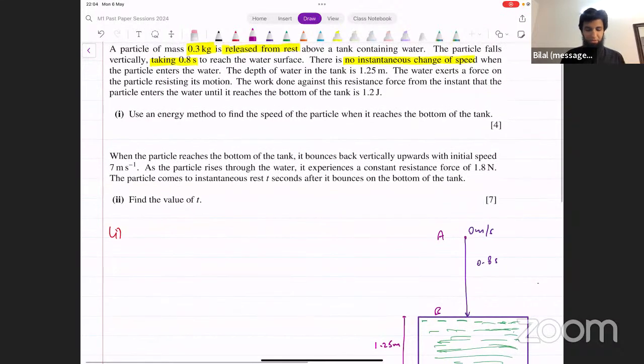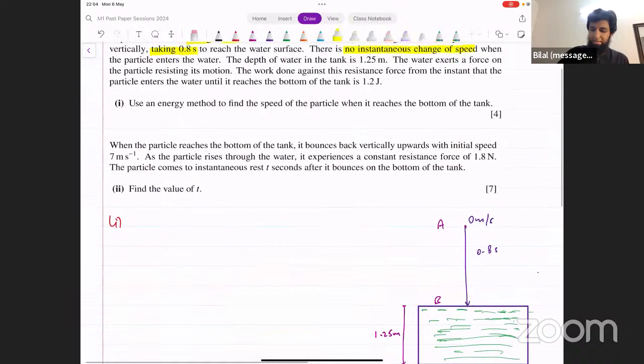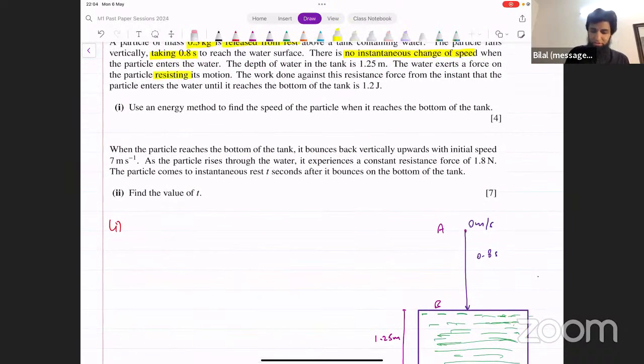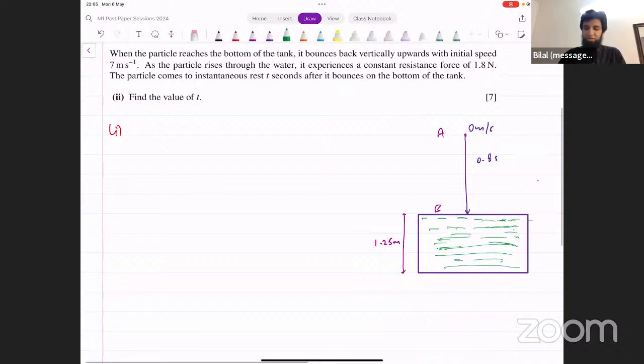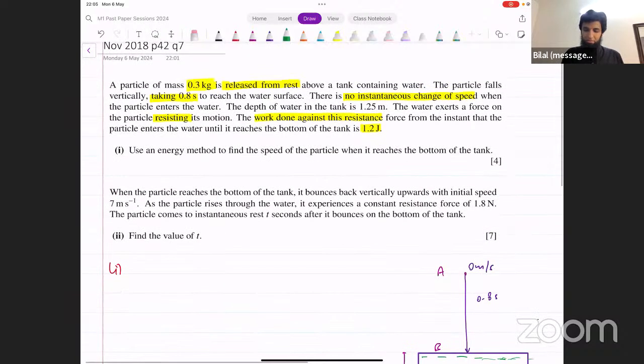The water exerts a force on the particle resisting its motion. So there's going to be some resistance while the particle is in water as well. The work done against resistance from the instant that the particle enters the water until it reaches the bottom of the tank is 1.2 joules. Use an energy method to find the speed of the particle when it reaches the bottom of the tank. So how do we use an energy method to find the speed of the particle at the bottom of the tank?